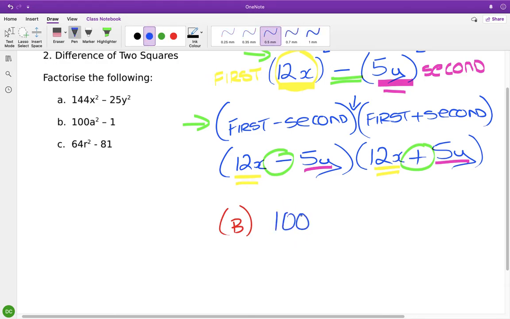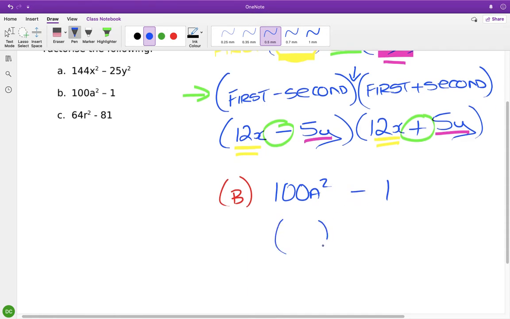So 100a squared minus 1. Again, we have our minus. So we're going to attempt to write it as square somethings. Now, is 100 a square number? It is. It comes from 10 squared. If you take that square and apply it to the 10, you get 100. Take that square, apply it to the a, you get a squared. Now, is 1 a square number? Can 1 be written as something squared? Was it on our list? It was. It's 1. So 1 squared makes 1.